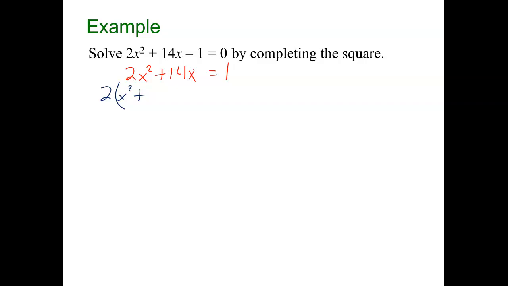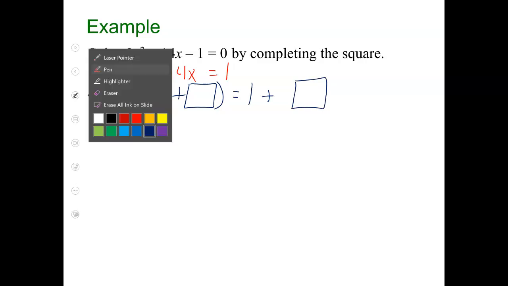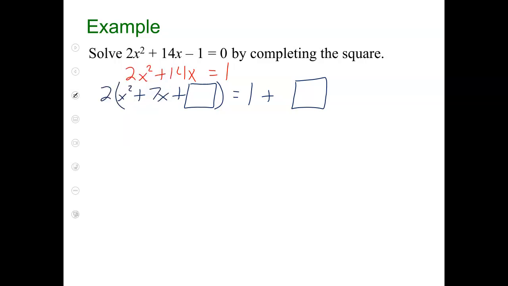So, when I factor out 2, I have x squared plus what? 7x. Now, I'm going to add in the box, because I need the box. Now, on the other side, 1 plus, and I got my box. But here's the trick. Another thing that we have to pay really careful attention to. How do I figure out what goes in this box here?